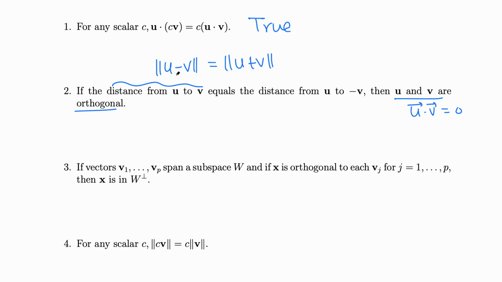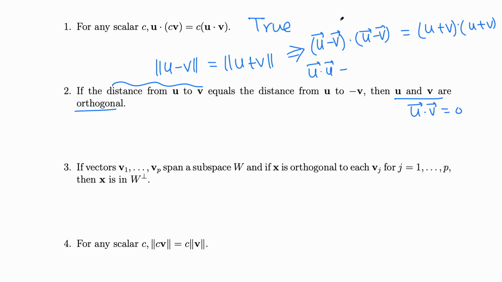So this norm is in fact the square root of U minus V dot U minus V. If we square both sides, it's going to be without a square root, by the way. By the definition of norm, this is U minus V dot U minus V equals U plus V dot U plus V. Now we can multiply out. These are vectors, I'm just being lazy here. U dot U minus U dot V minus V dot U plus V dot V. That's the left hand side.